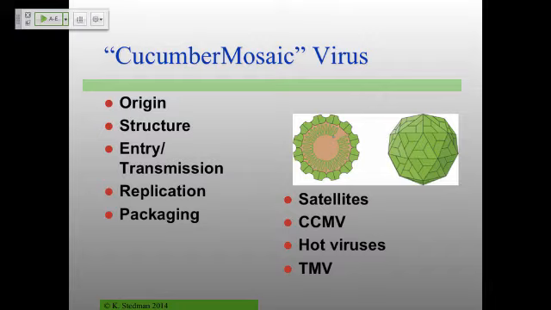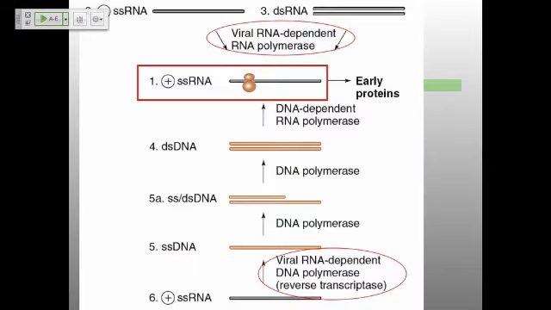So this is basically the outline of what we're going to be talking about. Just as a reminder, again, these are single-stranded RNA viruses, positive strand. In order to, of course, replicate, you need a viral RNA-dependent RNA polymerase, but you don't have to bring it with you inside the virion. It's just something that has to be encoded for in the virus genome.